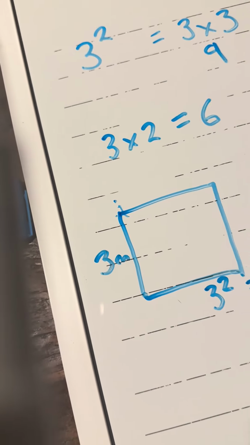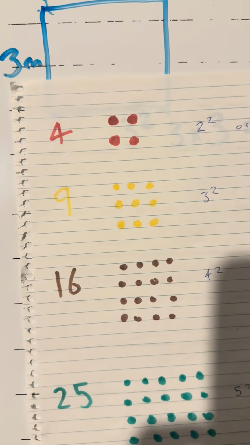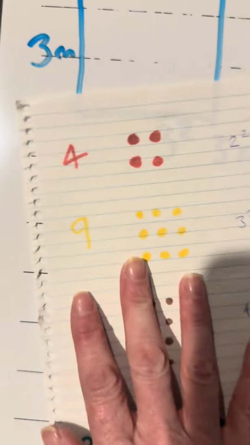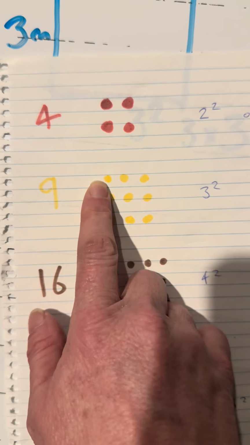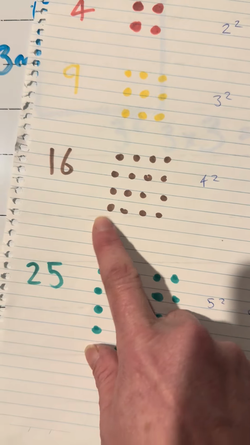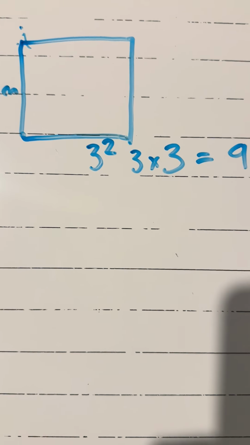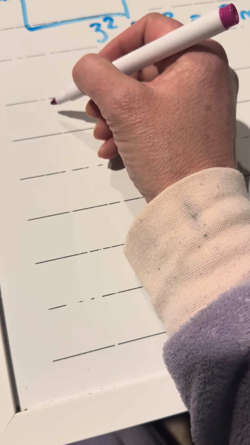And if you look at that visually, you can see that 2 squared, 2 lots of 2, is 4. 3 squared, 3 times 3, becomes 9. 4 squared, 4 times 4, is 16. 5 squared, and so on and so forth. And then this also applies to, you can keep going.